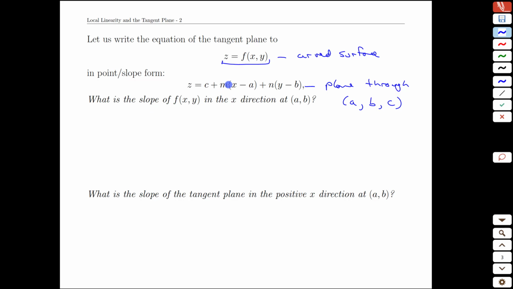If we're trying to associate these two pieces, we might ask what the slope of the curved function is in the x direction at the point a, b. Well, that is exactly what we mean by the partial derivative of f with respect to x at a, b, or what we sometimes notate with the subscript x, the x partial derivative of f evaluated at the point a, b. That's computing the slopes of the curved surface. If we ask the same thing of our tangent plane, well then the slope is simply this coefficient out front of the x, this m value. The slope of the tangent plane in the positive x direction is simply m.